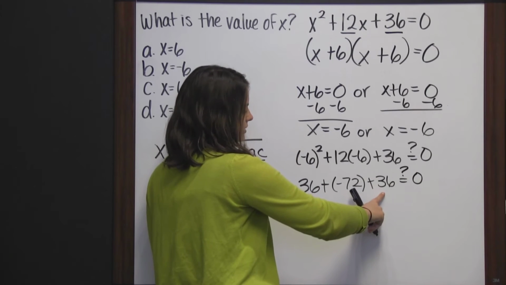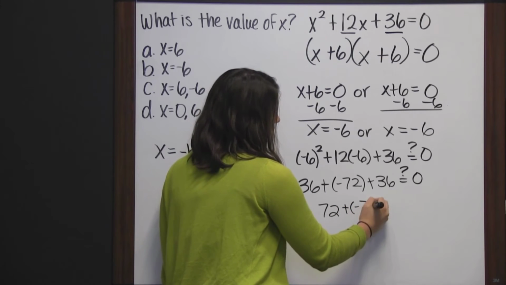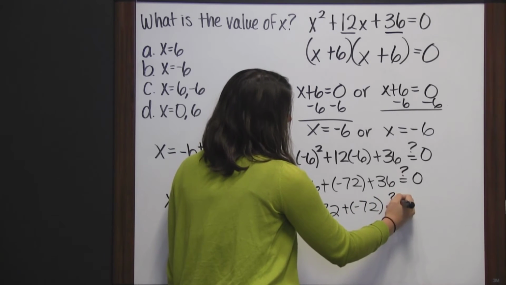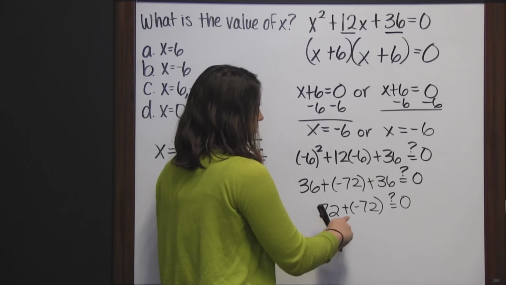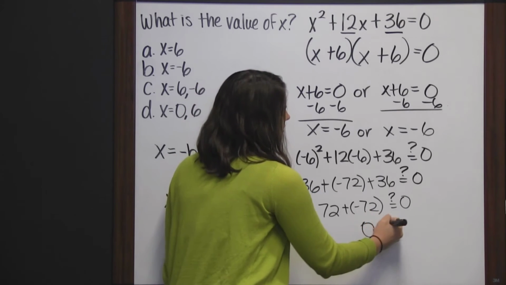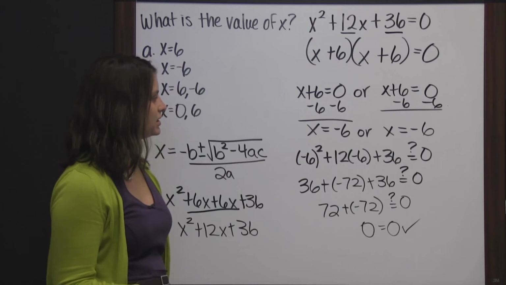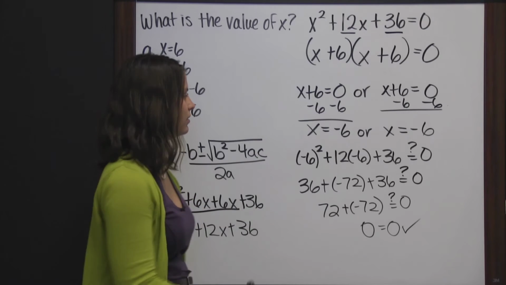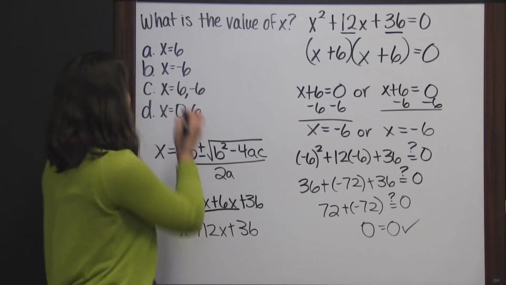36 and 36 is 72, plus -72. I need to know if that equals 0. 72 plus -72 is in fact 0. 0 does equal 0, so we can see that we solved our equation correctly. We found the value of x: -6.